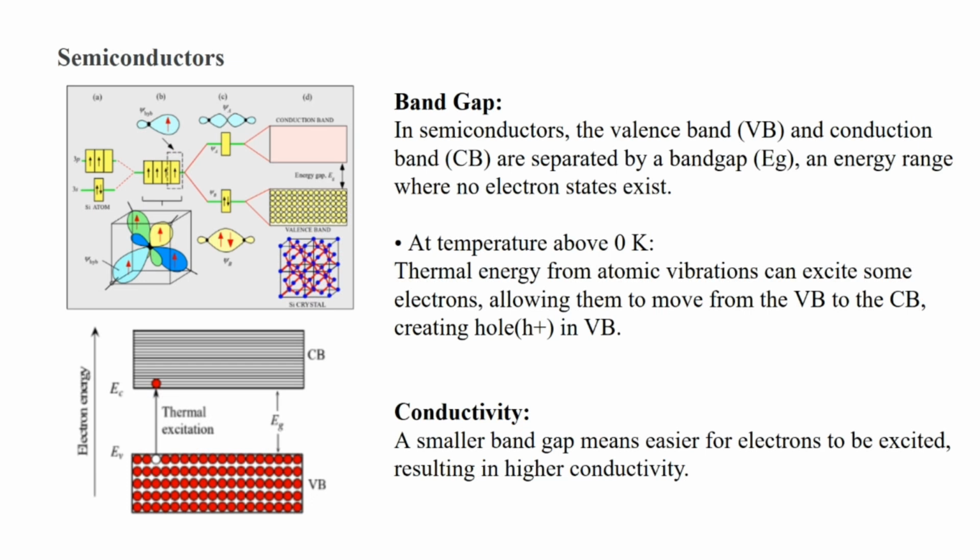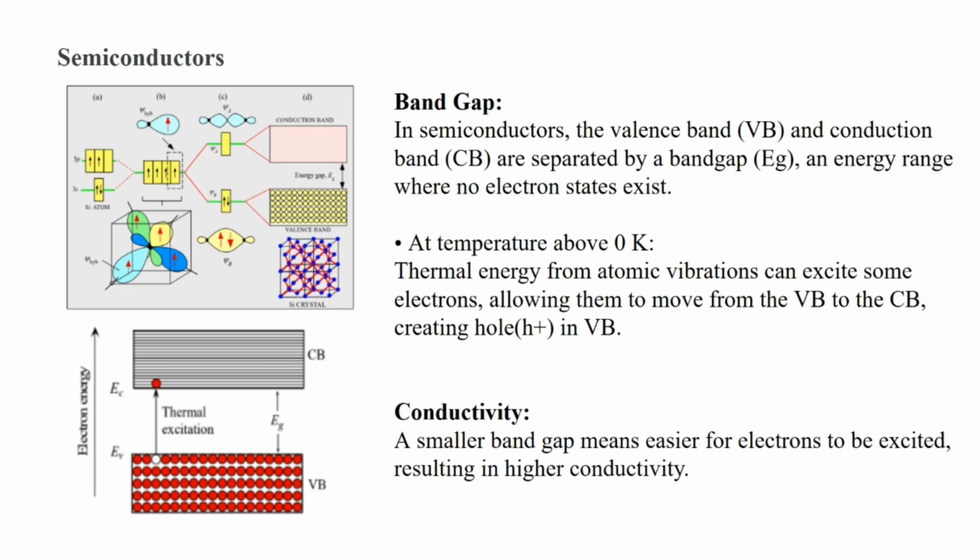A smaller band gap, such as in germanium, makes it easier for electrons to be thermally excited into the conduction band, resulting in higher conductivity. In contrast, a larger band gap, like in silicon, requires more energy for electron excitation, so its conductivity is lower at room temperature.